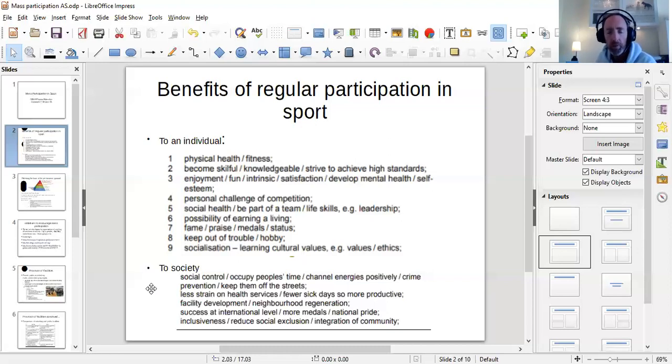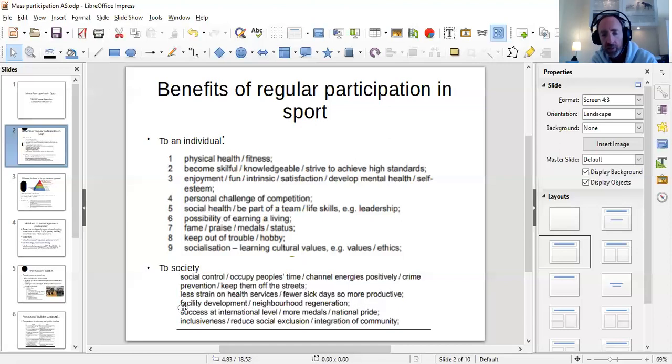If people have their time occupied, they're less likely to be up to no good. Basically, that's what this point is saying here. So, crime prevention, keep them off the streets. If you have a population that is engaged in physical activity, you're going to have a healthier population. That's going to link to less strain on the health service, therefore fewer sick days, and a more productive society, a more productive economy.